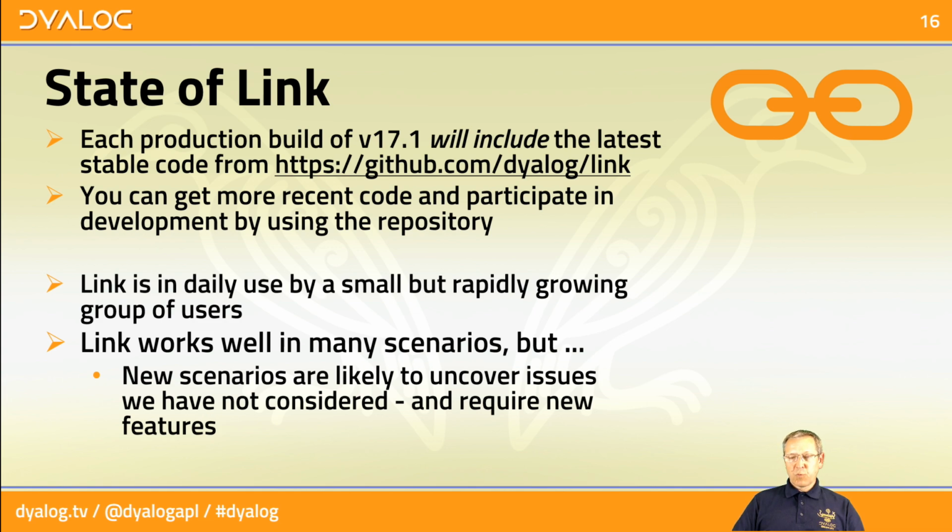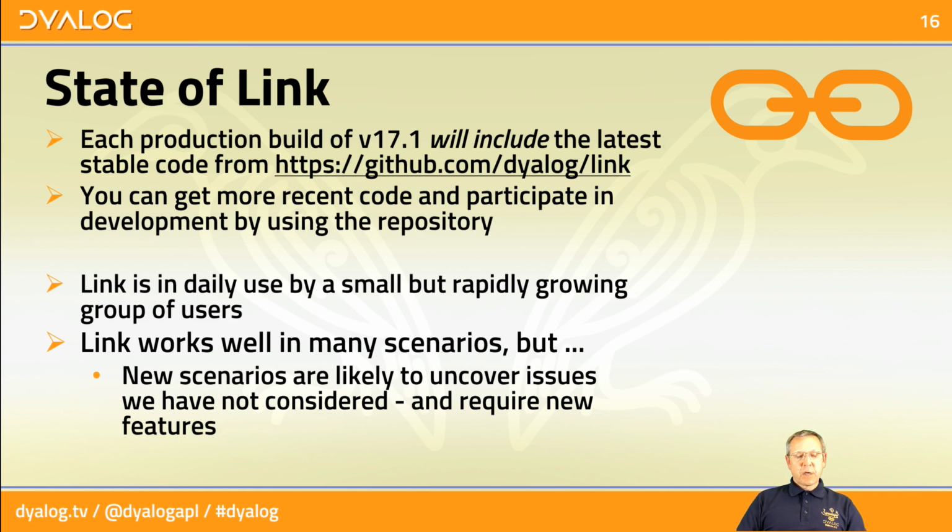Once version 17.1 is in production, the production builds will include selected stable commits from the repository. We won't just be grabbing the latest commits anymore, but people who want to stay on the leading edge and maybe participate will be able to use the repository to stay synchronized. So Link is in daily use now by a small but rapidly growing group of users.